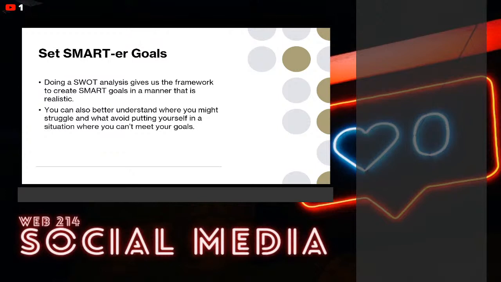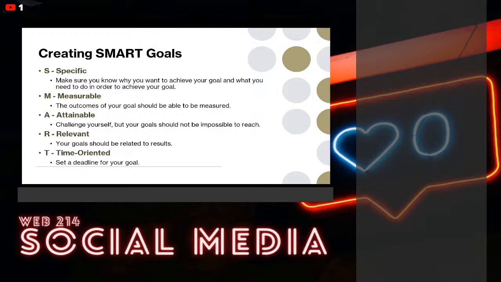But these SMART goals, as I said, this is another acronym. It's acronym Wednesday this morning. SMART, S-M-A-R-T, gives us a framework for goal setting. S stands for specific. We need to be specific. We need to make sure we know why we want to achieve our goal and what we need to do to achieve that goal.